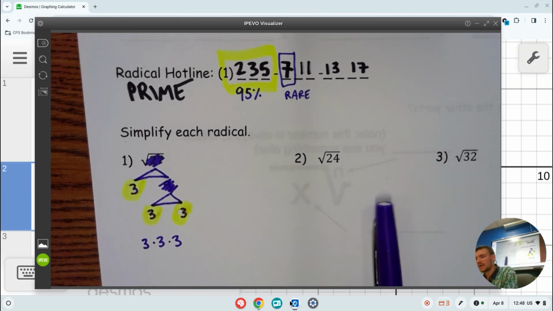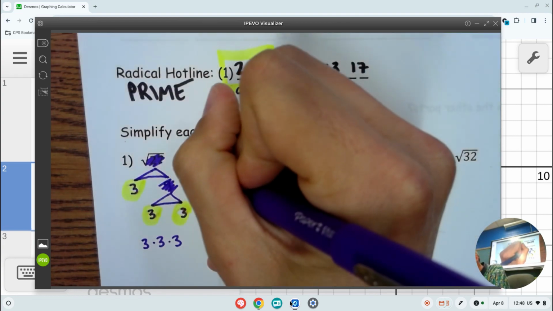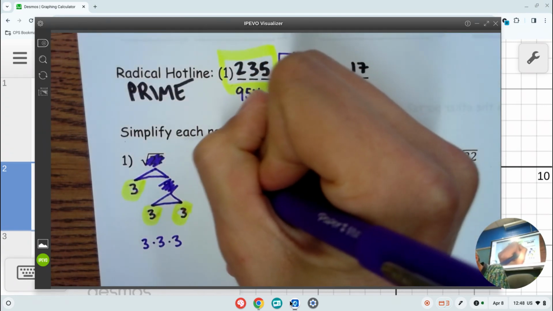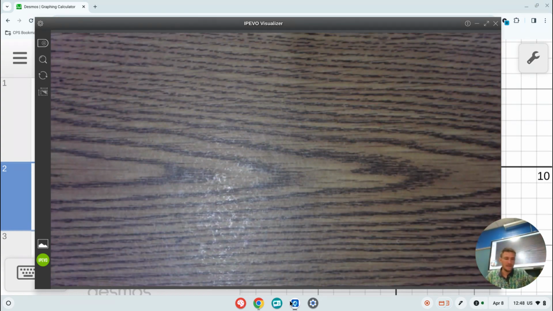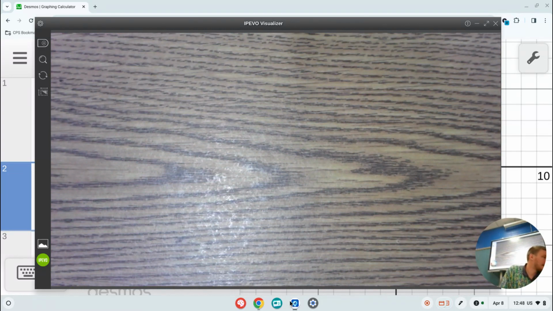But remember, our goal is to take the square root of 27. So, we're going to take just a quick pause for a second, and I'm going to go a little bit off the deep end and show you guys something crazy. You guys know I can go a little bit wild here. Here's what we got. This is going to really blow your mind.